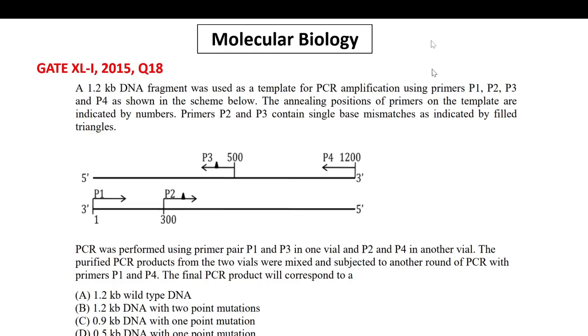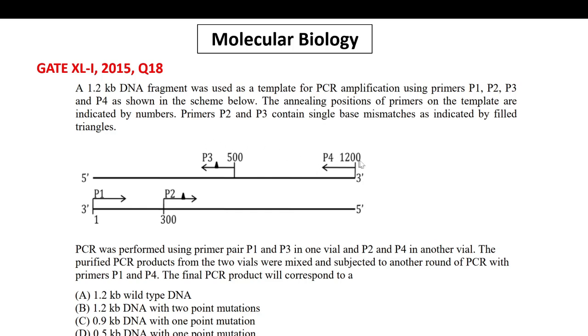So now let us go back to this question and read it carefully, since we now have a basic idea about the PCR amplification process. What they have said is that a total 1.2 kilo base pair DNA fragment was used as a template. So they have given the length of the template, that is 1.2 kilo base pair, for the PCR amplification, and here instead of two primers there are four primers provided in the question, that is P1, P2, P3 and P4.